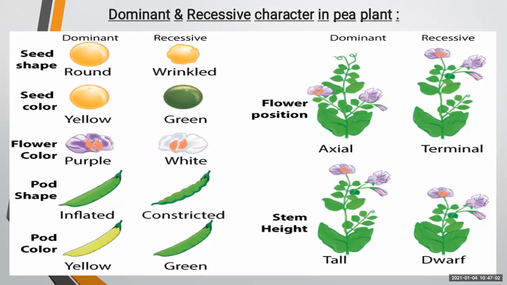Purple color of the flower is a dominant character, while white flower is a recessive character. In this way, he studied the other characters also. Shape of the pod, that is inflated pod, is a dominant character, and constricted pod is a recessive character. Then yellow color of the pod is dominant, green color is recessive. Then position of the flower: if the flower is axial in position, that is a dominant character, and if it is terminal in position, it is a recessive character. Then stem height: if the plant is tall, that is a dominant character, and the dwarf plant is a recessive character. So these were the seven mutually contrasting characteristics which Mendel studied. Right, so this you should know.